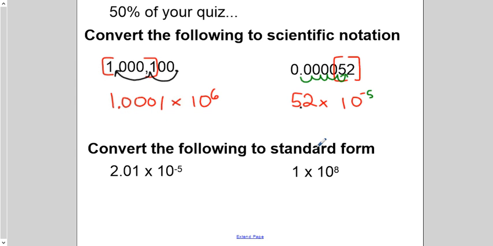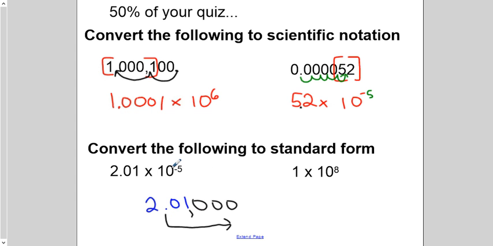Now, convert the following to standard form. Well, when it's in scientific notation, pay attention to the sign of that exponent. Since this is negative, it has to be smaller than 1. And you've only got 2 directions you can go. You can go to the right, 5 spots, and that would make it 201,000.